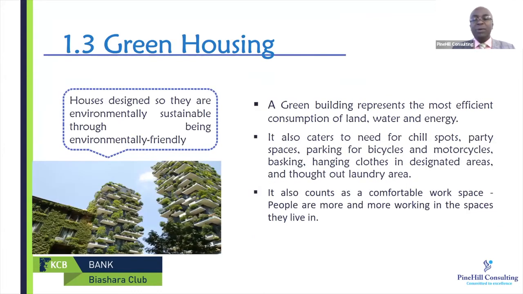There is a very big wave moving on green housing or sustainable housing. And I know that the KCB has a very strong sustainability agenda, and property is part of that massive goal to green our environment. We only have one continent to live in, and we better make it safe. So these are houses designed so they are environmentally sustainable through being environmentally friendly. And let me delve deeper into that.